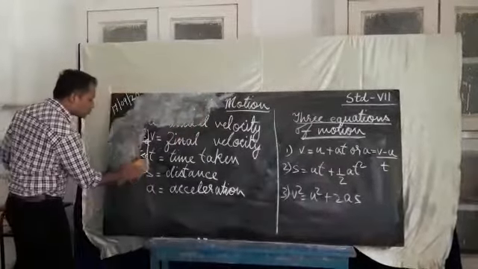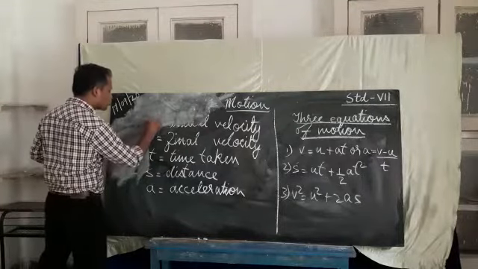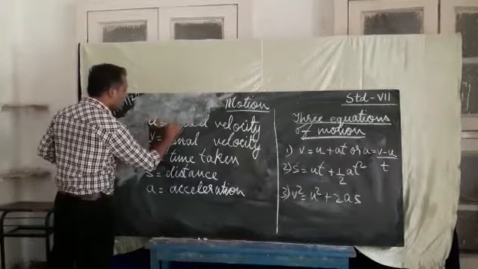Now the last part and the most important part, the numericals. In numerical you have to remember the signs used. U refers to initial velocity.